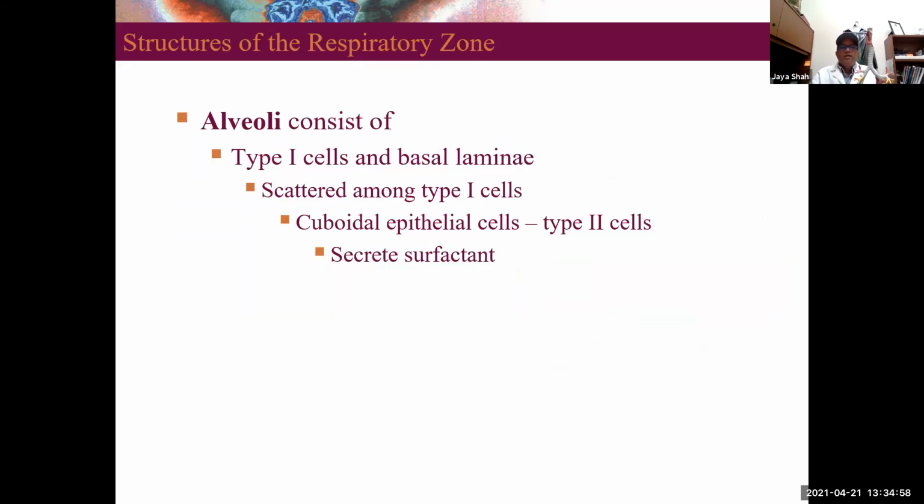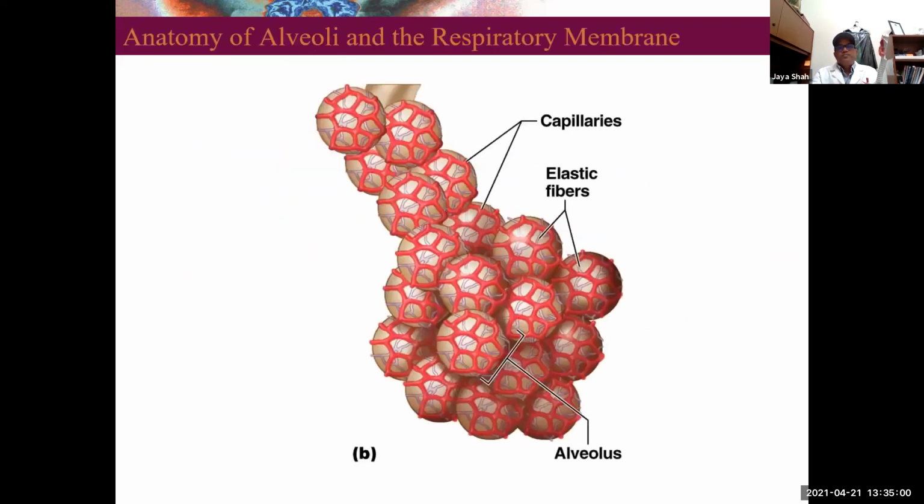Okay, so here you go. This is the alveoli. This is the sac, alveolar duct, and then you see all the alveoli. Alveoli are covered by capillaries. On the surface of alveoli, there are elastic fibers, which help in elastic expansion and relaxation, constriction, expansion, and contraction of the alveoli.